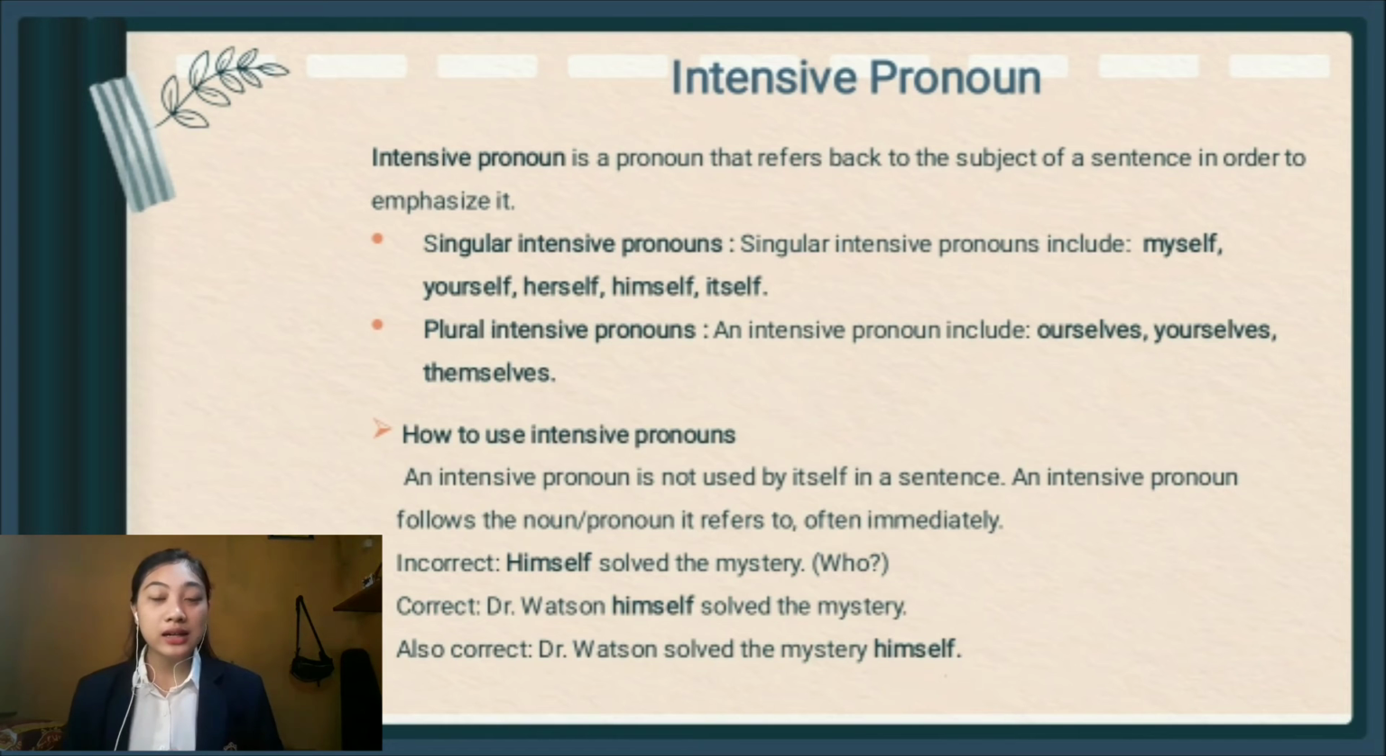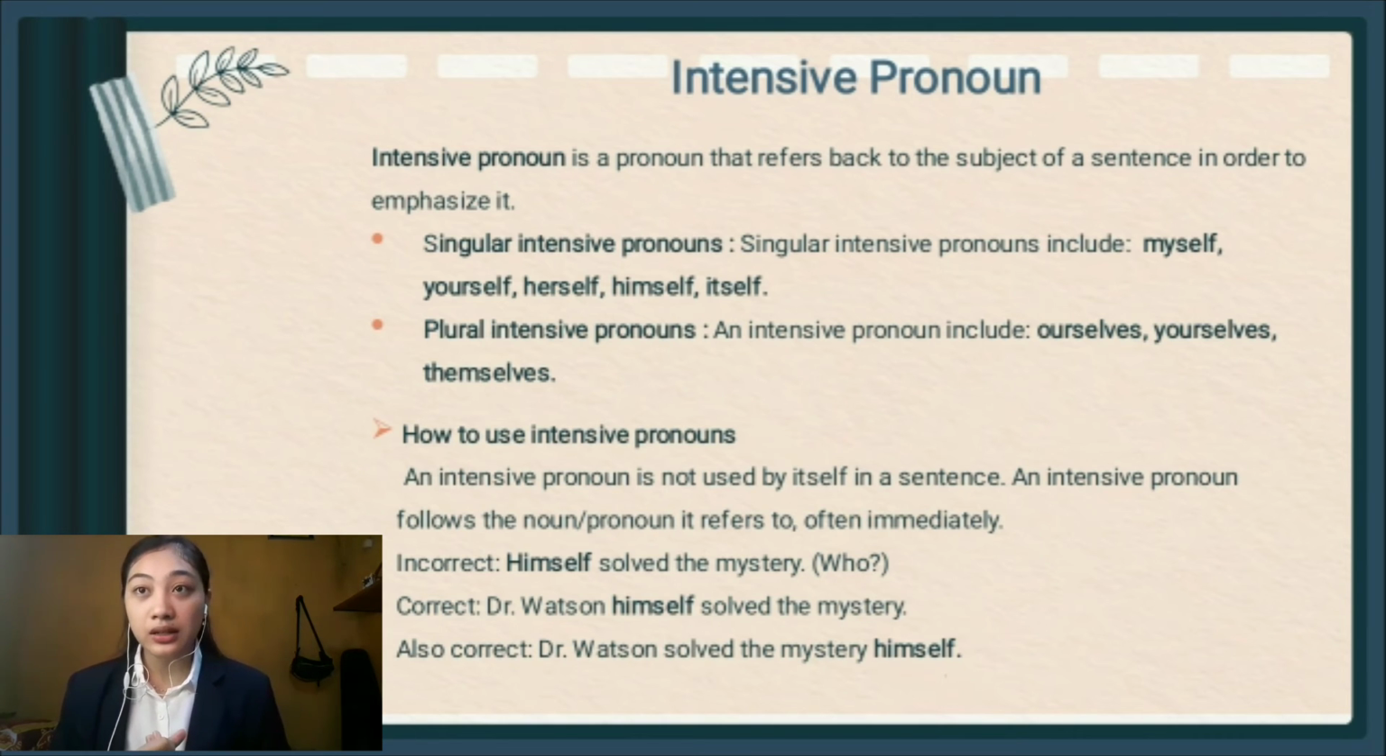Singular intensive pronouns include myself, yourself, herself, himself, and itself. Plural intensive pronouns include ourselves, yourselves, and themselves. And how to use intensive pronouns?